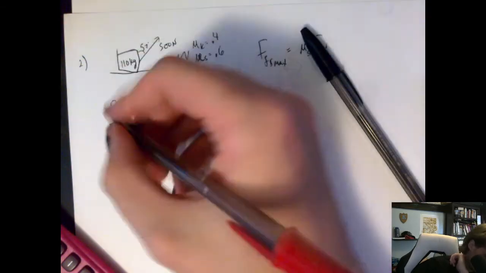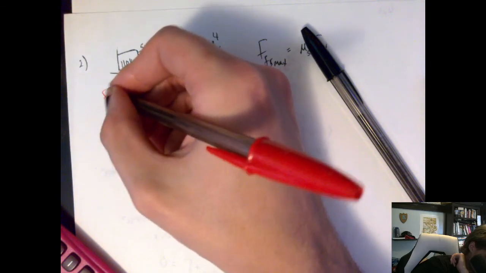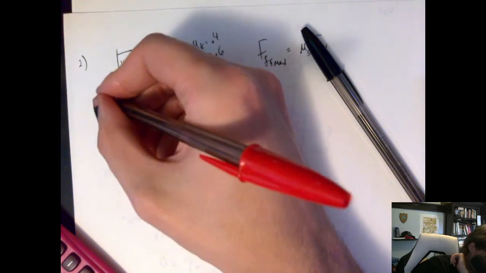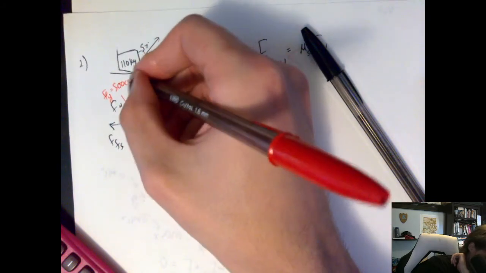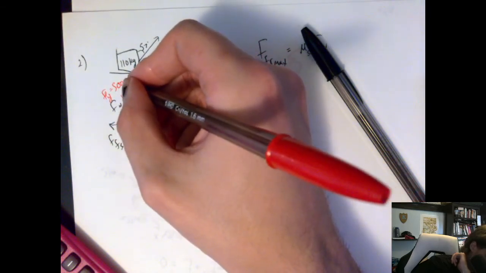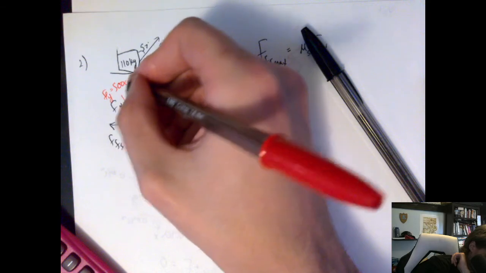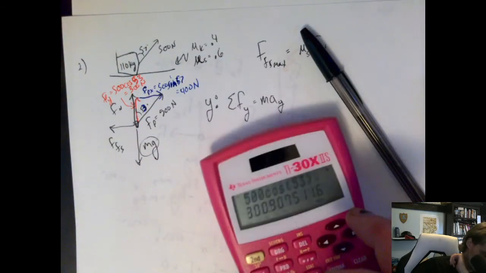Coming over here, because this one is next to the angle, this will be Fy, which is the force of the person in the y direction, 500 times the cosine of 53. Because of that, we wind up with 300 newtons, which is that one right there.